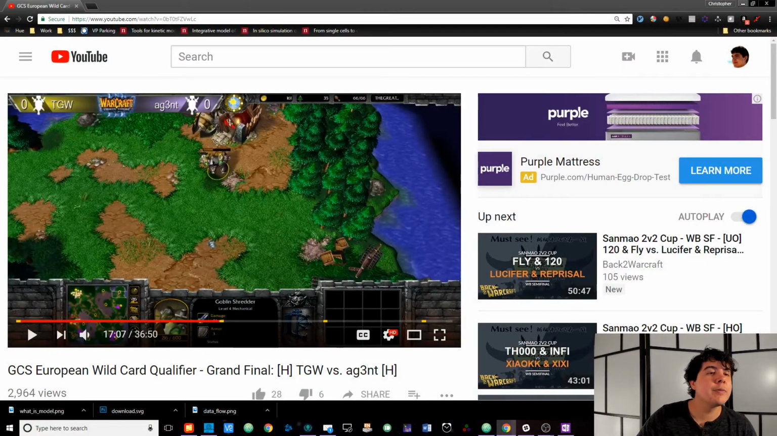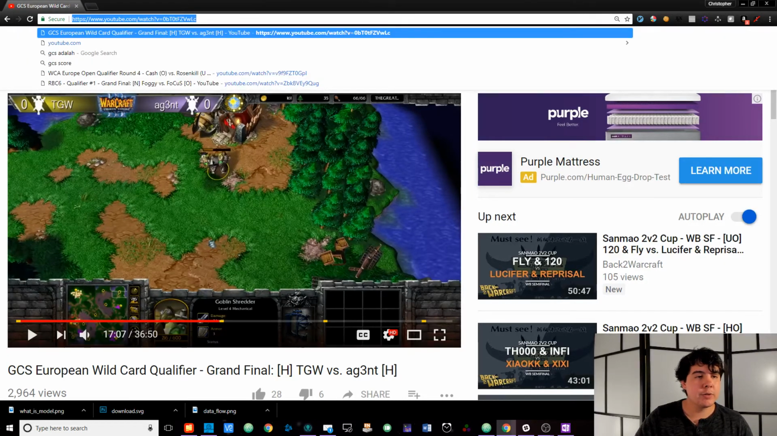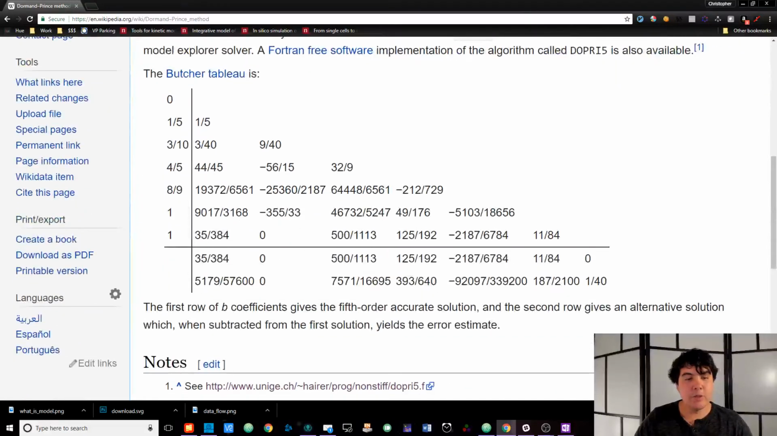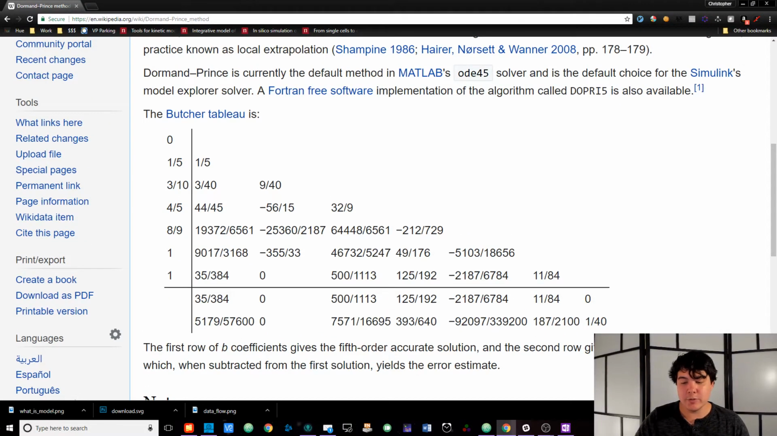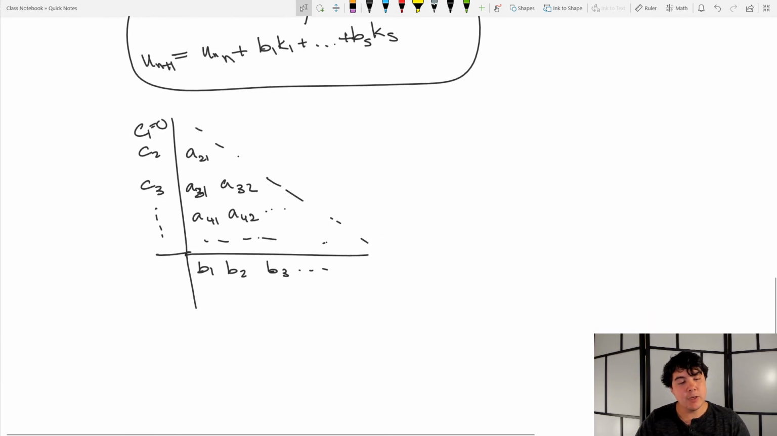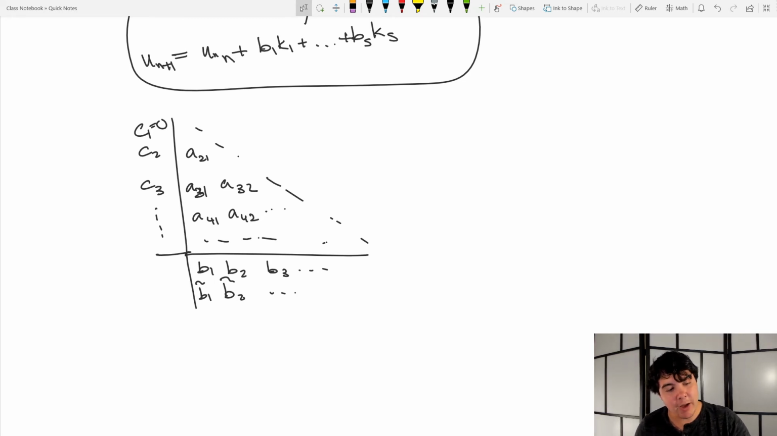So the Dormand-Prince method is defined by one of these Butcher tableaus. The last thing here is you see that there's a second row inside of the b matrix at the bottom. So what you can actually do here is you can have these b1 tilde, b2 tilde, and so on, such that you have u sub n plus 1 come from the first row, and u sub n plus 1 tilde come from the second row.